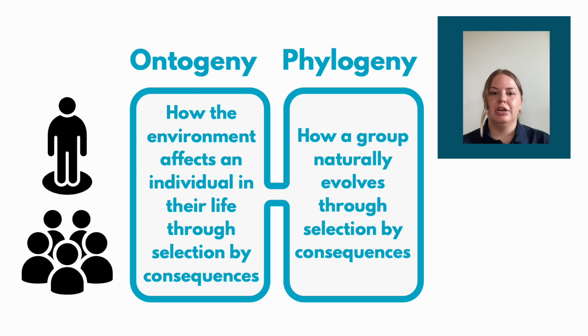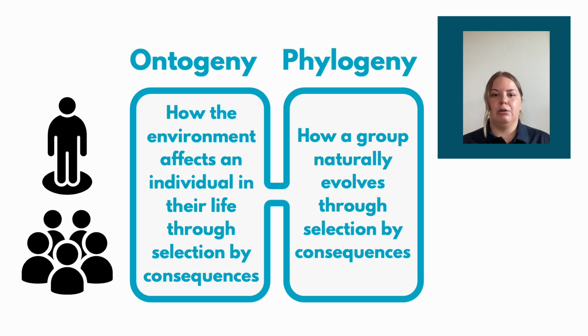So we have ontogeny, which is how the environment affects an individual in their life through selection by consequences. Just like I talked about, that kid touches the stove and gets burnt, that's going to shape that behavior. They're not going to likely do it again in the future. On the other hand, the kid touches the toy, it lights up, that's going to affect their behavior. It's going to increase the future occurrence of them pressing that button. So ontogeny is on the individual level: how is the environment affecting them in their life through selection by consequences? How are those consequences shaping their life and shaping what they do?